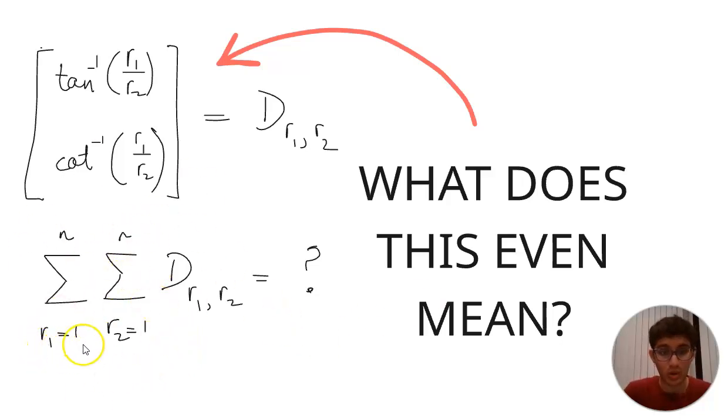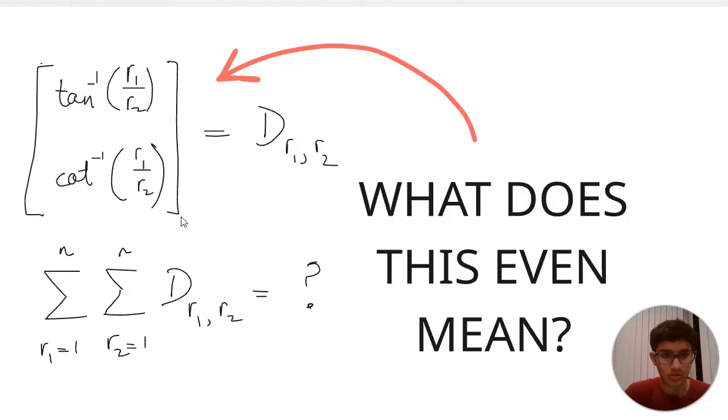So we're going to be summing r1 from 1 to n, and then r2 from 1 to n, and we want to find the sum of all the vectors that arise from that, right? So let's see how we can do this, and let's actually just start by taking a few small examples, right?